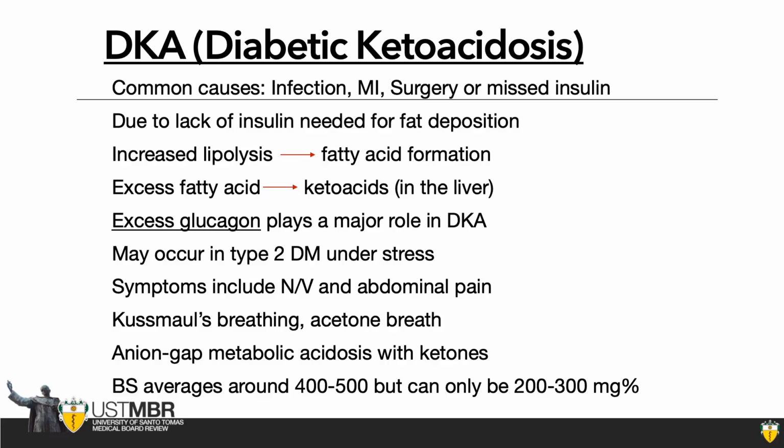So DKA, there's a precipitant cause. We know that type 1 is ketosis prone compared to type 2. There's increased lipolysis and fatty acids, and excess fatty acids is what form your keto acids. So glucose goes up, ketoacidosis happens, and this is DKA. There's also excess glucagon. Generally presentation could be nausea, vomiting, and abdominal pain. And some patients will have rapid deep breathing called Kussmaul's respiration, and they may have acetone breath.